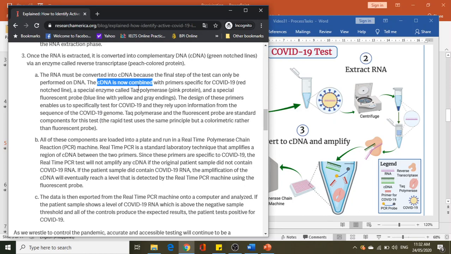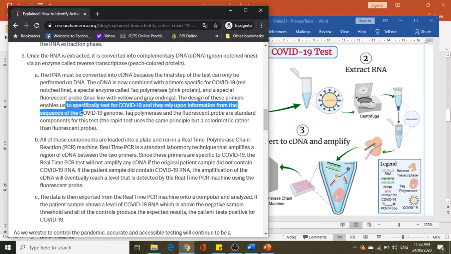And a special enzyme called polymerase over there, the pink protein, and a special fluorescent probe, blue line with yellow and gray ending. So the PCR probe over there. There are so many elements. No wonder testing is a problem worldwide. And the design of these primers enables us to specifically test for COVID-19, and they rely upon information from the sequence of the COVID-19 genome.